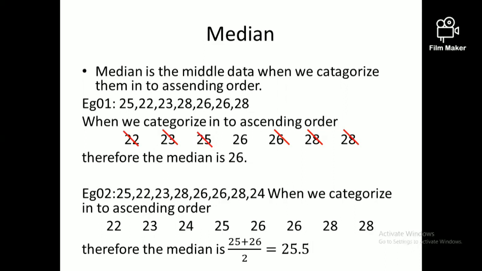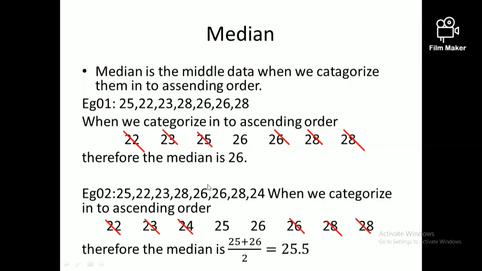It's pretty simple. But in the next example, first I prepare them into ascending order. After that, you count like this. There are two figures in the middle. There is no exact middle. In such a situation, if two figures come, we need to find the average or the midpoint of these two middle figures, 25 and 26. Then you can add them together and divide by 2.